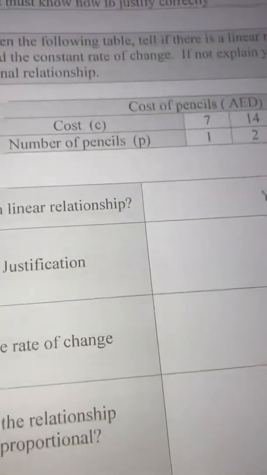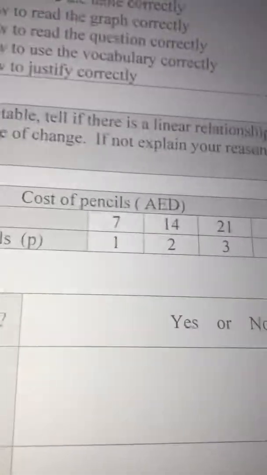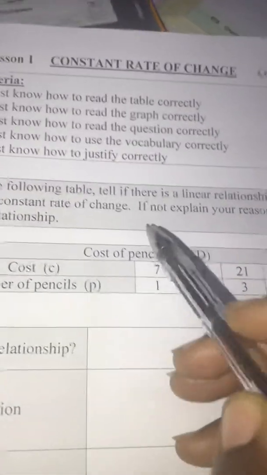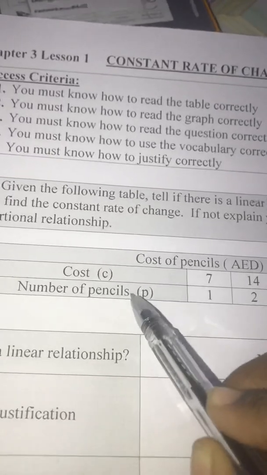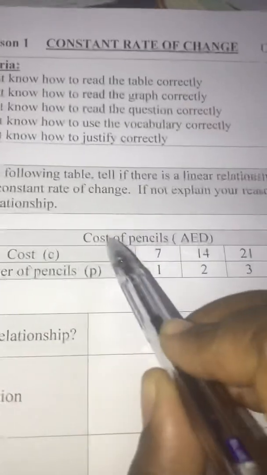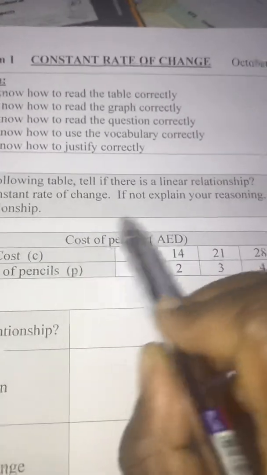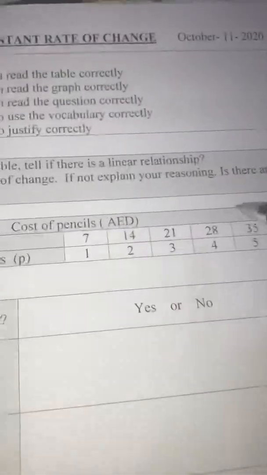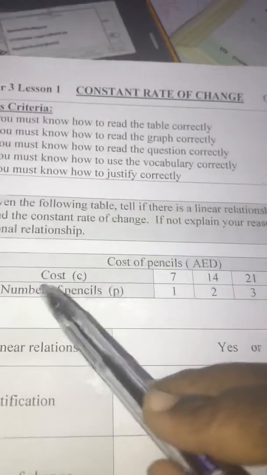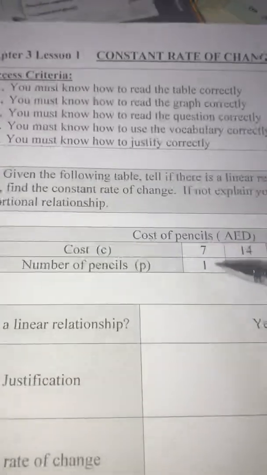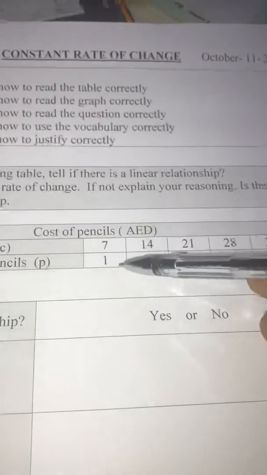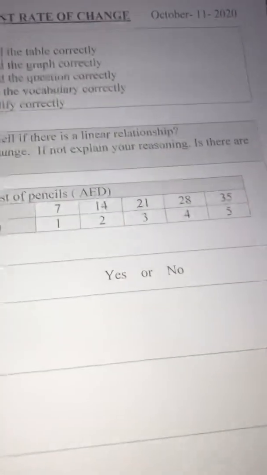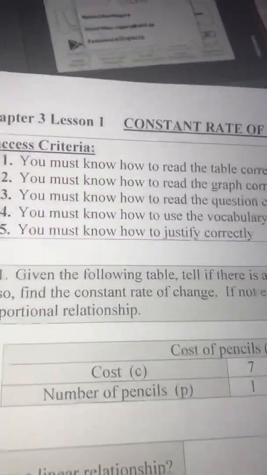Okay? Now, according to this table, we are comparing the number of pencils to the cost of pencils. Somebody is buying pencils, okay? Here is a person who is buying pencils, and as I look at my table, every 1 pencil costs 7 dirham. Okay? That's what it says there. 1 pencil costs 7 dirham. That's what it says. Okay?